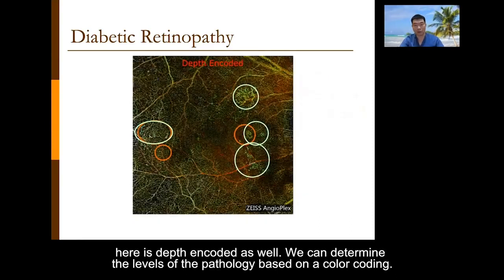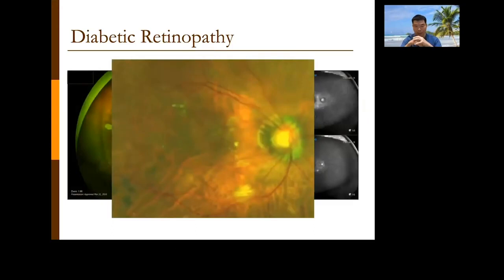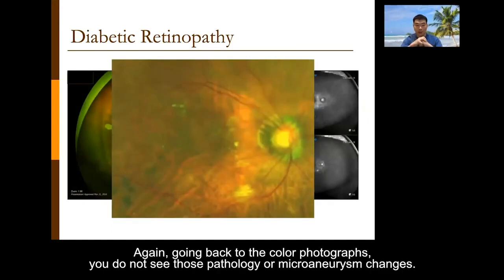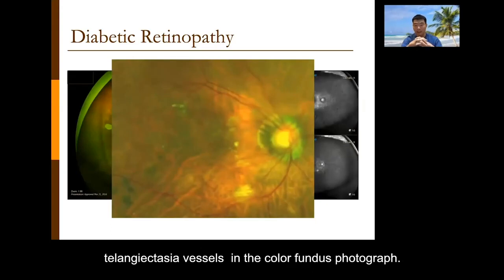Here is a depth encoded slab as well, where you can determine the levels of the pathology based on the color coding. Again, going back to the color photographs, you do not see those pathology or microaneurysmic changes, telangiectatic vessels in the color fundus photograph.